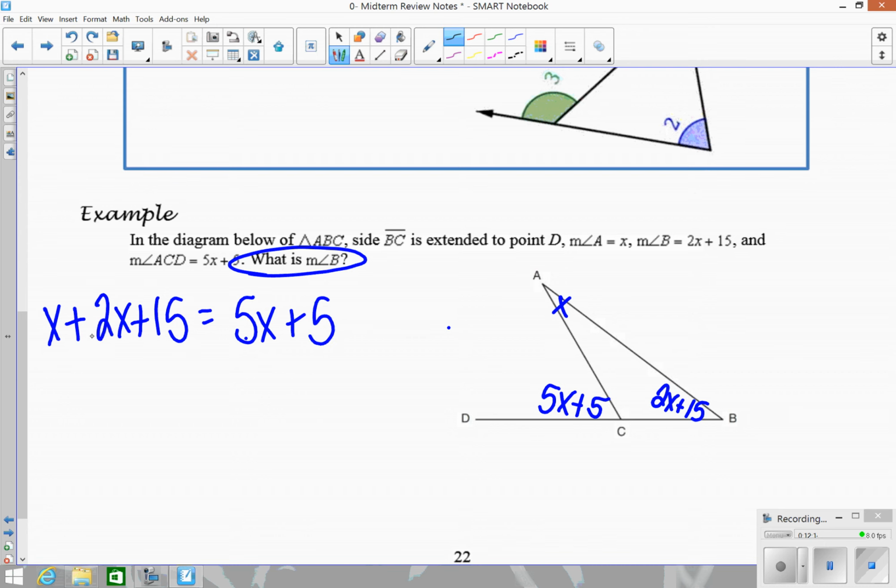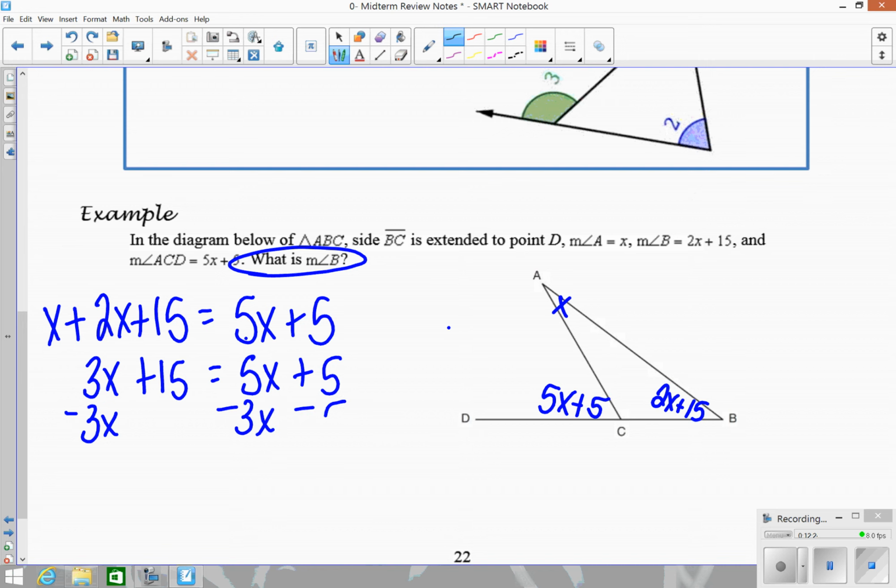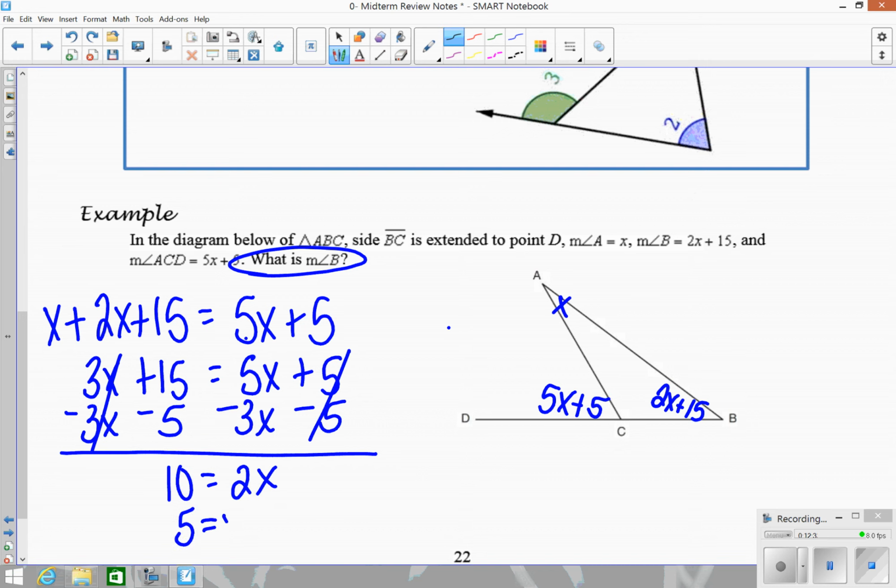Combine like terms here. So I have 3x plus 15 equals 5x plus 5. Get your numbers on one side and x on the other. So bring the 3x over, bring the 5 over. Those cancel. So I get 10 equals 2x. Divide by 2. So you get 5 equals x.